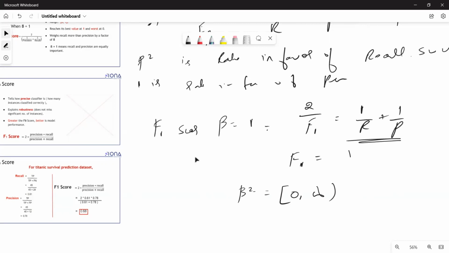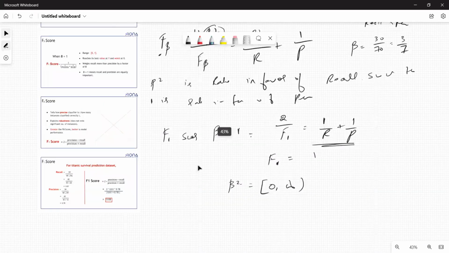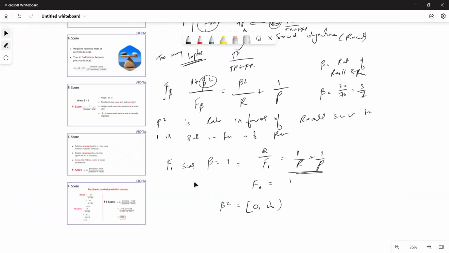Now this is where I stop the theory, and I'll be moving forward to the practical examples showcasing recall and precision, as well as the confusion matrix, in the next video.